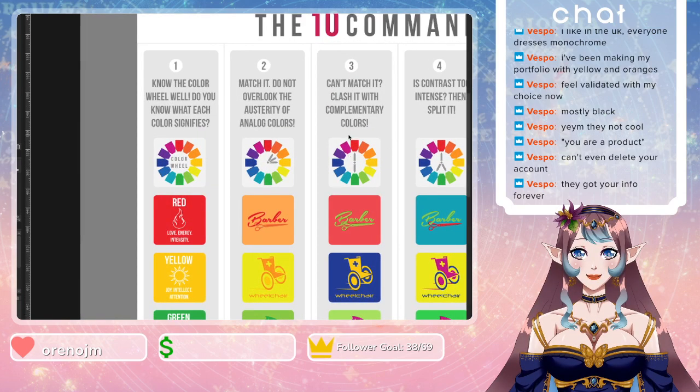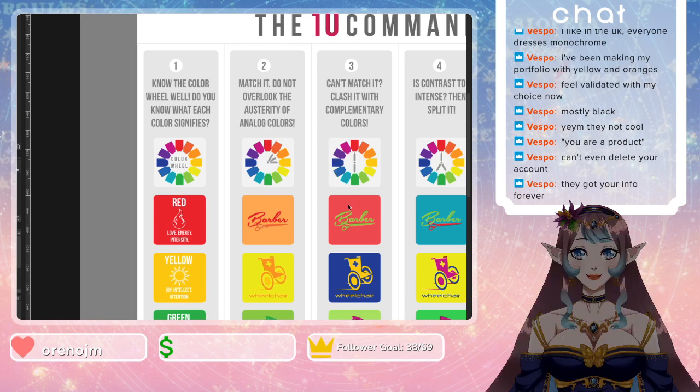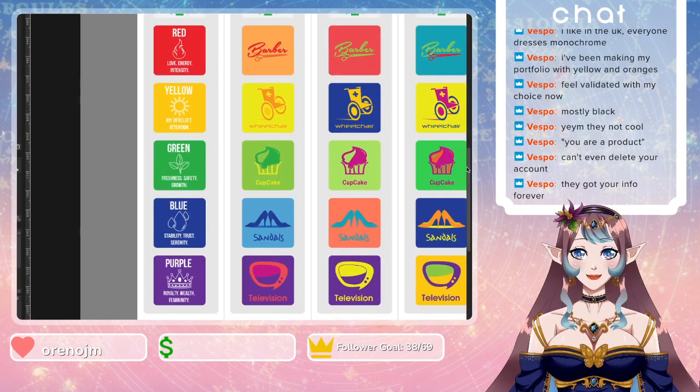Can't match it? Clash it with complementary colors. It's like barber, red, green. Wheelchair, blue, orange, yellow. Cupcake, it's like pink magenta with reddish and green. Sandals, like blue over a satin kind of color. Television is purple and yellow.